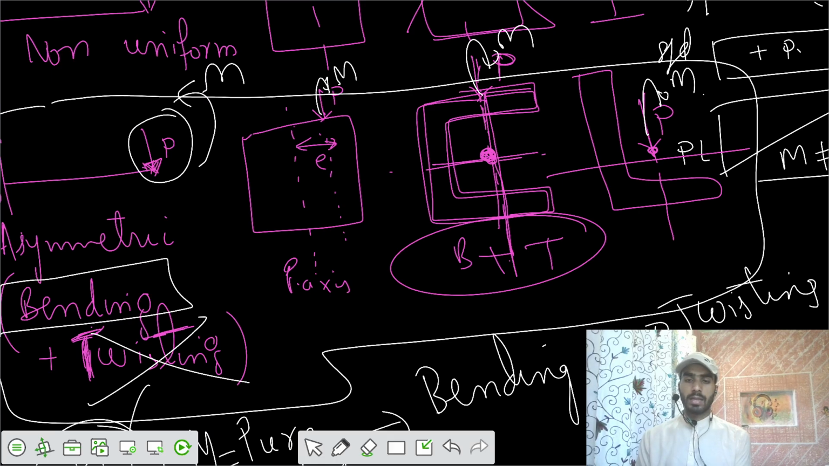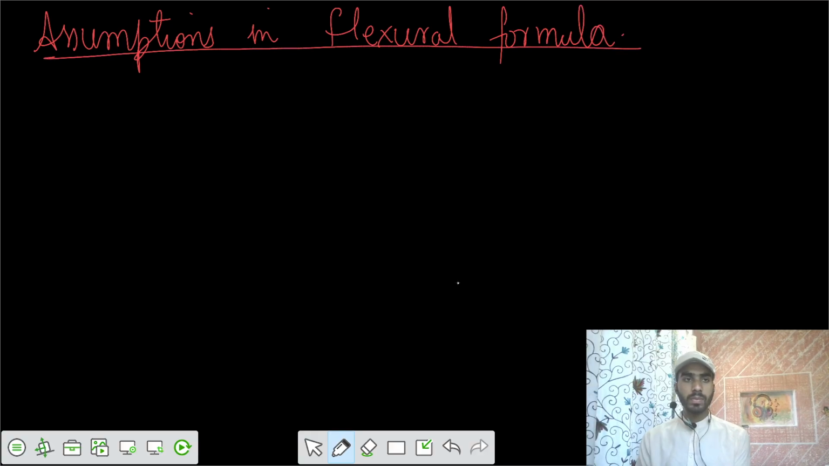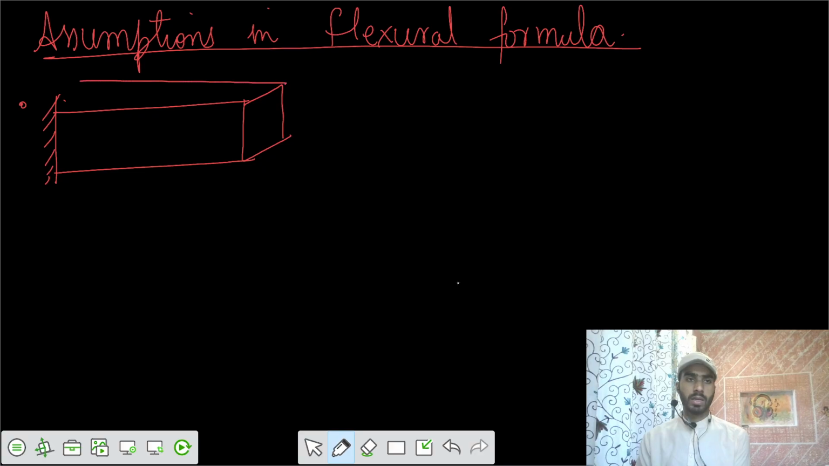So let's talk about assumptions in flexural formulae. We want to derive that bending stress formula. For that, you have to say what assumptions we have. Assumptions in flexural formulae. Let's say this is a beam, a cantilever beam. This is the cross section. You applied a moment Mz.